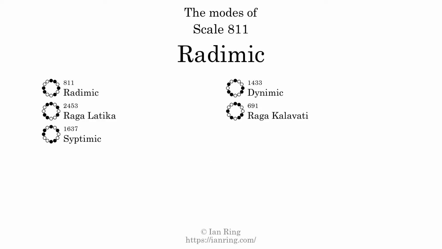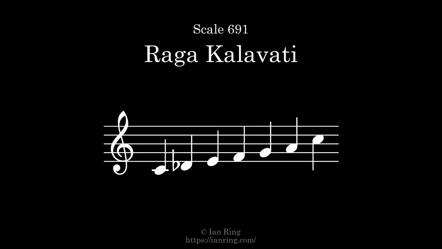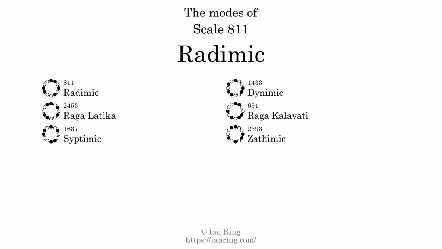The fifth mode is scale 691, also known as Raga Calavity. It sounds like this. The sixth and last mode is scale 2393, also known as Radimic. It sounds like this.